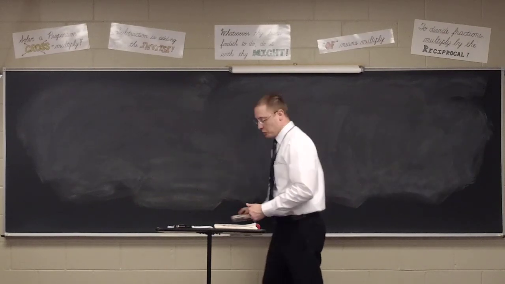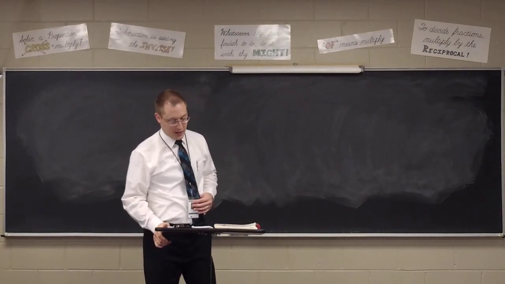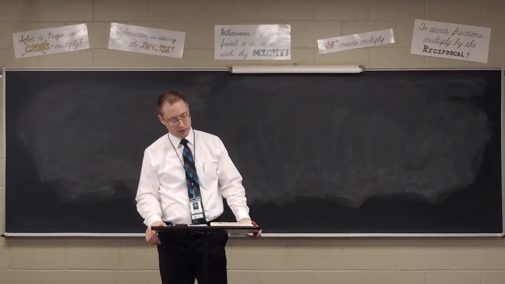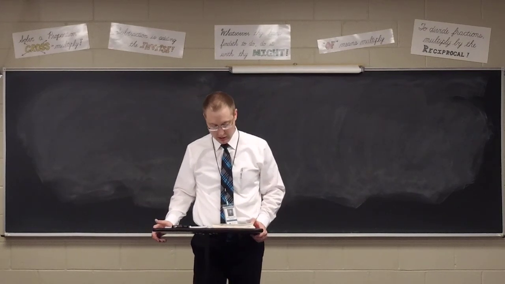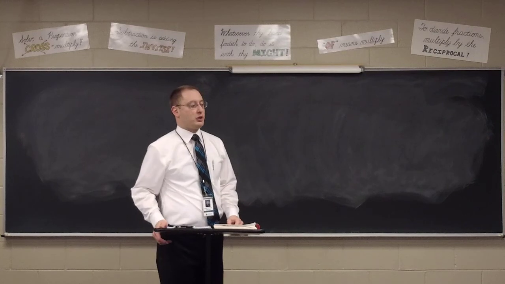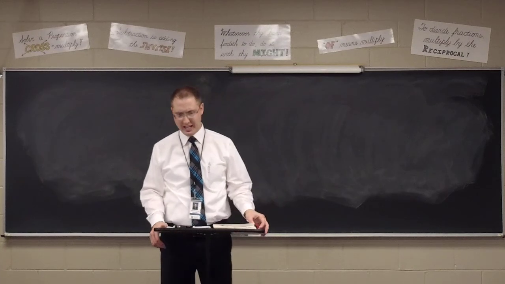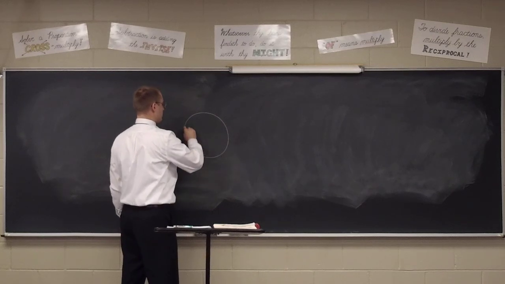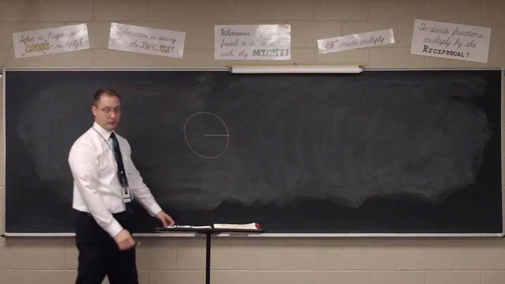Corollary 39-1: a straight line perpendicular to a radius or diameter at its endpoint on the circle is tangent to the circle.